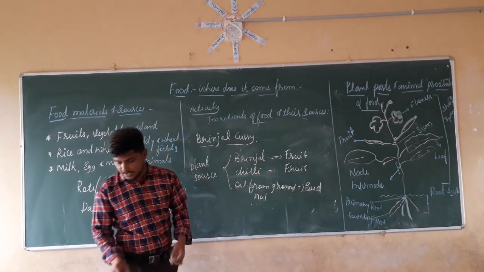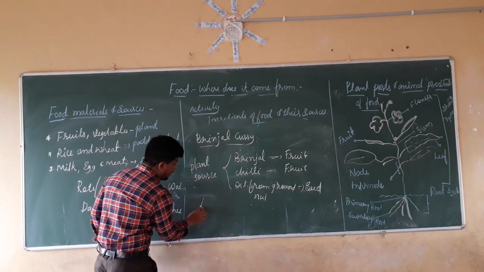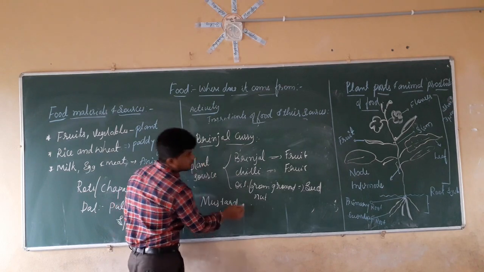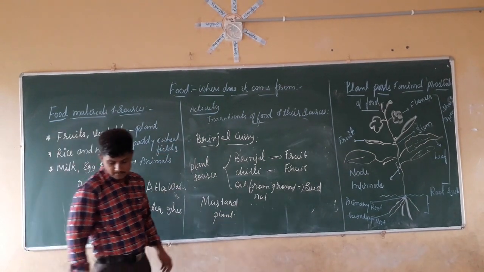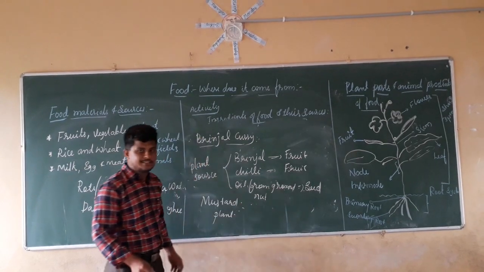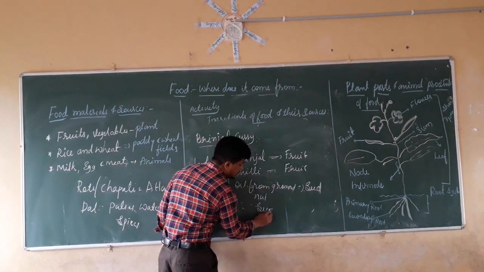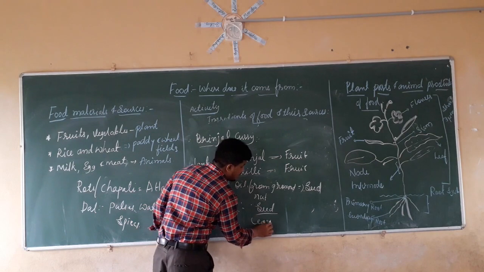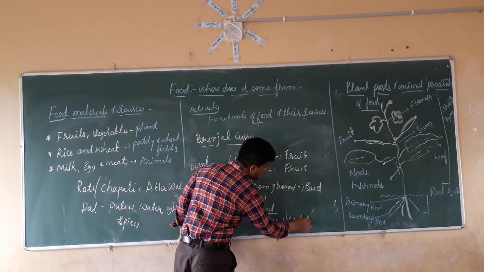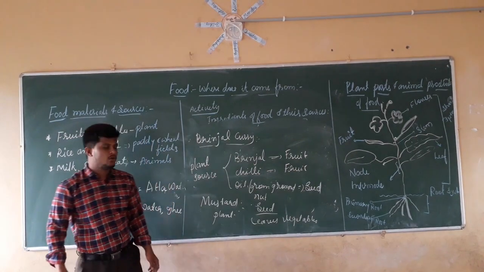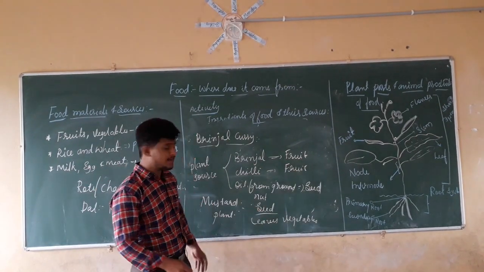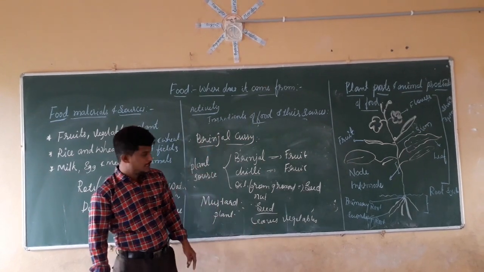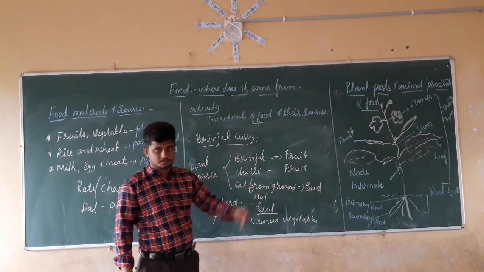For example, take the mustard plant. We can use its seed for mustard oil, and the leaves as vegetables. How many edible parts are there in the mustard plant? There are two parts: one is the seed and another is the leaves. In this way we have to make the list.